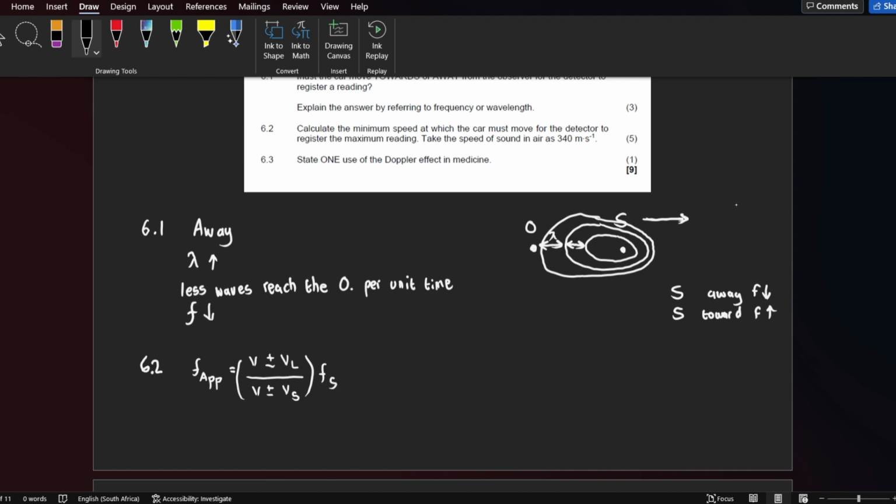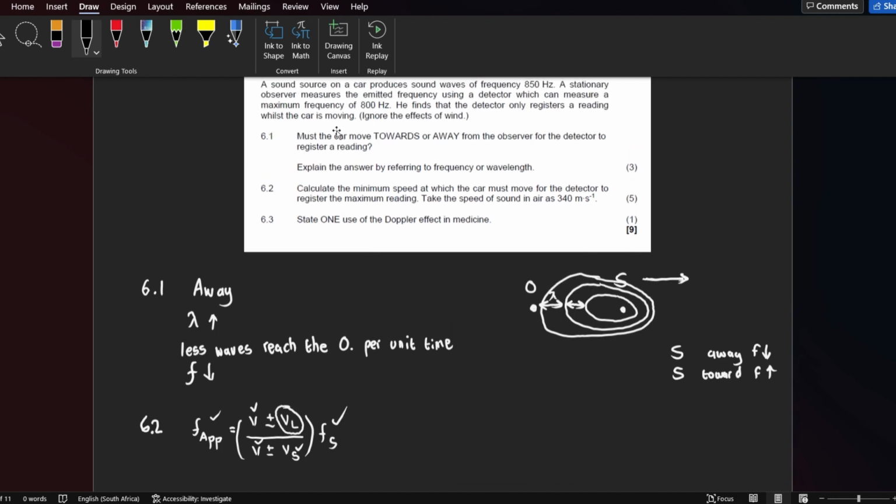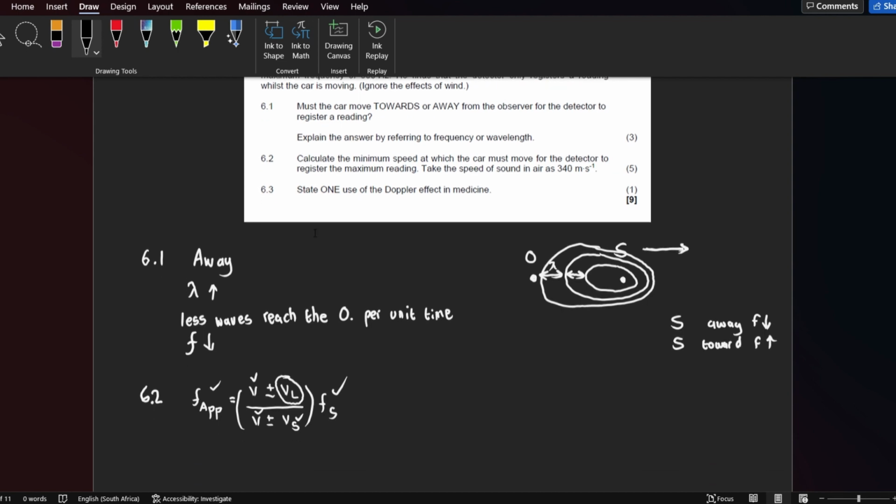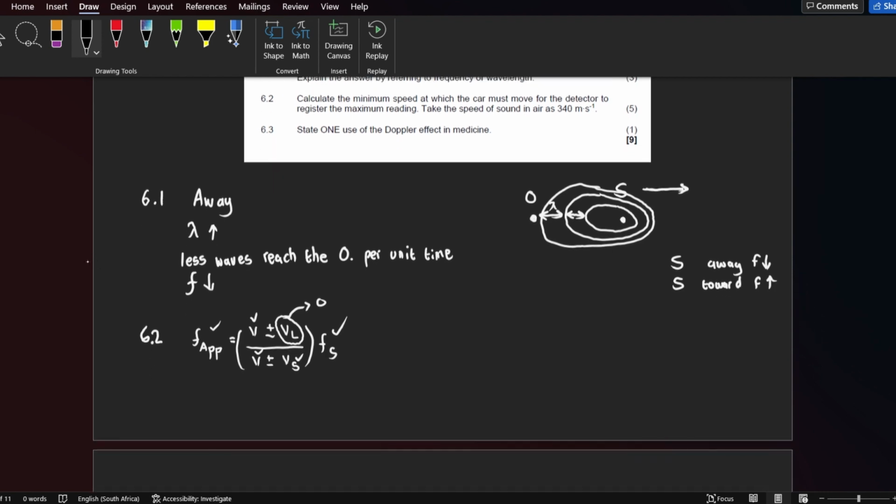So in this case, we're given the speed of sound in air, we are given the frequency of the source, we are given the frequency that's measured, or the apparent frequency, and we want to solve for the speed of the source, the minimum speed at which the car must move. So that is the speed here. We are not explicitly given the speed of the observer, but we are told that the observer is stationary. That means that this value here, velocity of observer, will be 0. So we can now go and substitute our values.